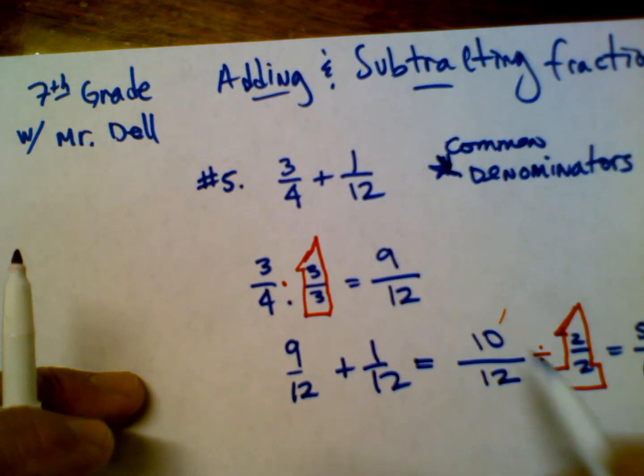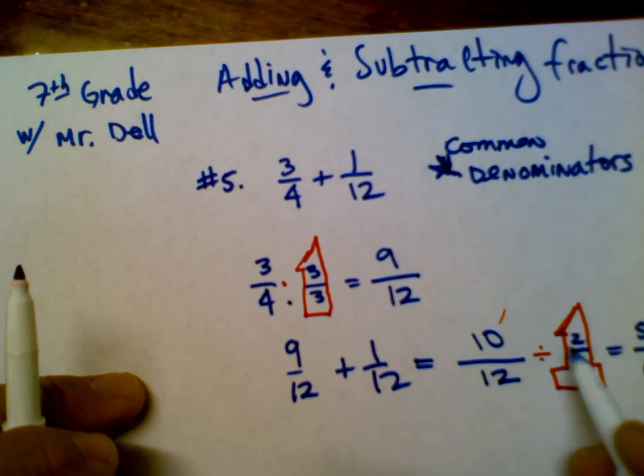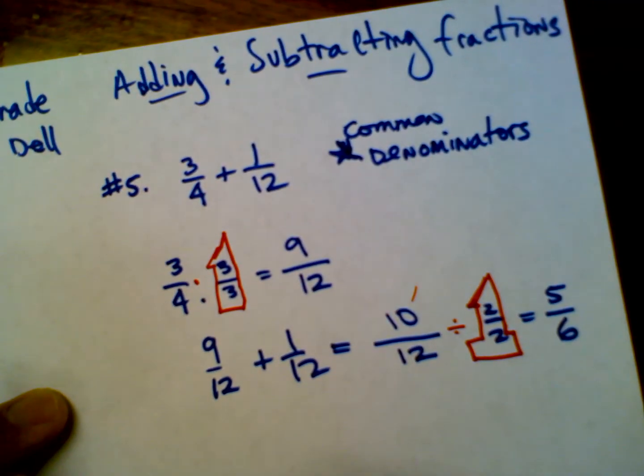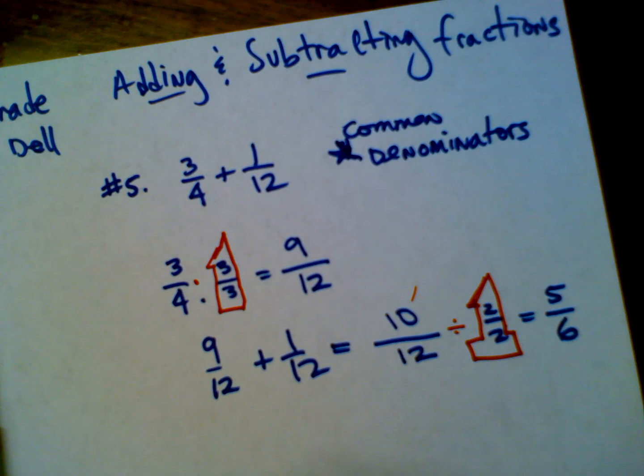That is simplifying, taking and dividing by that giant one, which is really, again, not changing the size, not changing the value, just simplifying it. In this case, to be 5 over 6. All right. Thank you. Next video will show you.